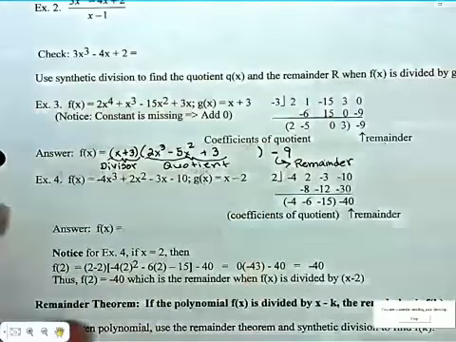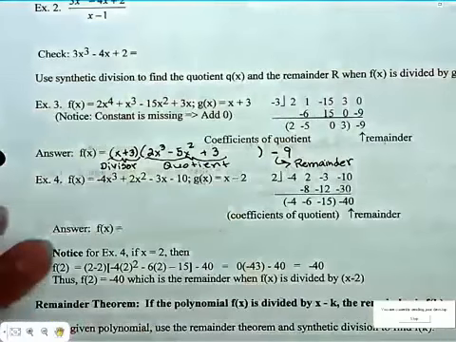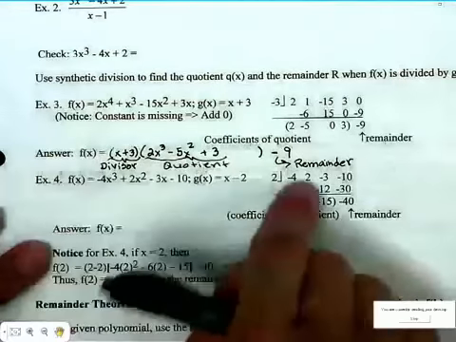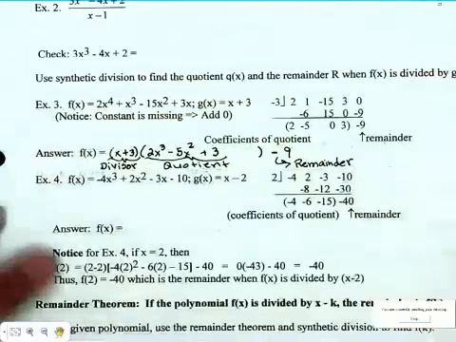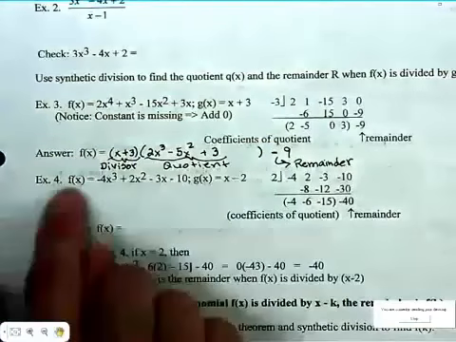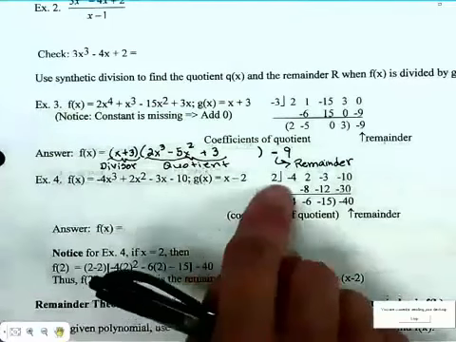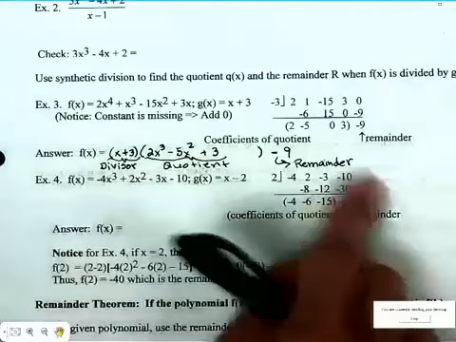In my math lab, I think these problems, there's just a box that you type the quotient into. That would be these 3 terms, and a box that you type the remainder into. That would be the negative 9. All right, so example 4, we're dividing a third degree polynomial by x minus 2. That's why I have positive 2 in the box. I wasn't missing any terms in the dividend, so I did the synthetic division.